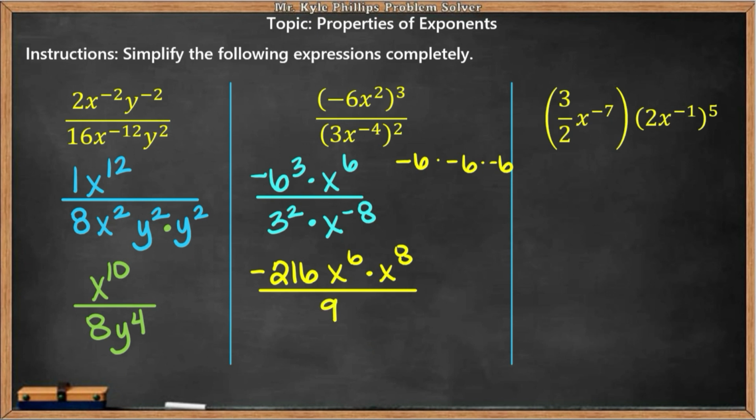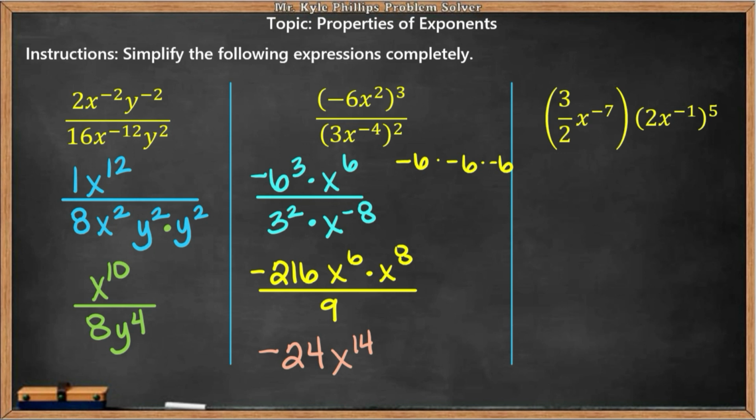So here we can simplify. We have x times x, so we're going to add, and then we are going to check to see if 216 over 9 is going to give us a whole number. So negative 216 divided by 9 is going to give us negative 24, and then 6 plus 8 is going to give us 14. And that's going to be our solution.